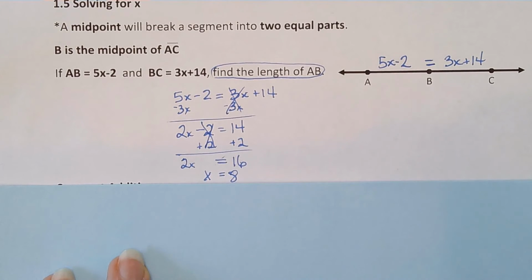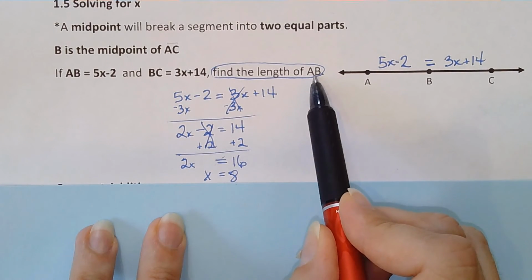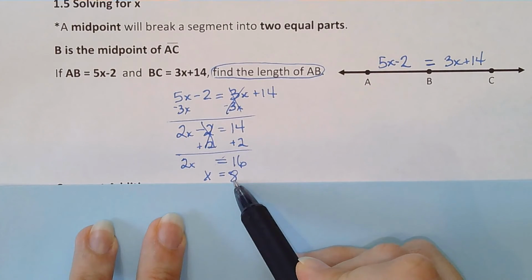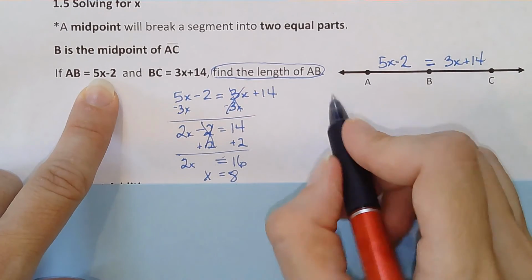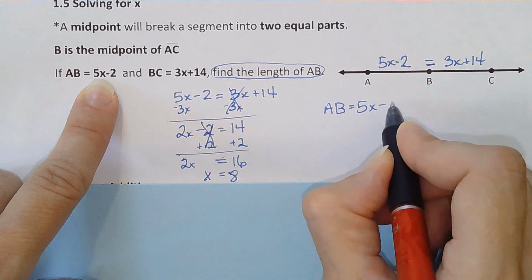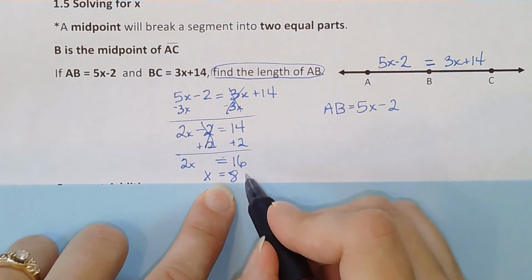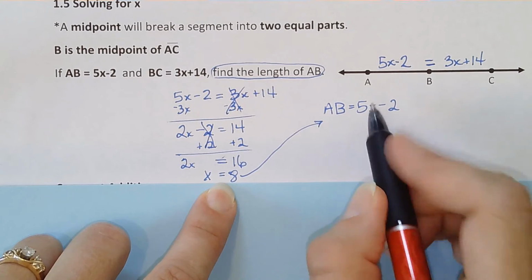So it's important that you go back and look at what it is that you were asked to find in the problem. Were you just asked to find x, or were you asked to find AB? And in this case, I was asked to find AB. So now I've got to take x equals 8, and use that in my equation over here. So I was told that AB is 5x minus 2.